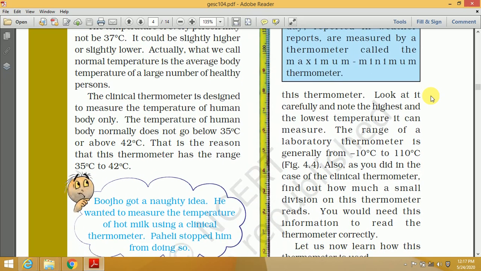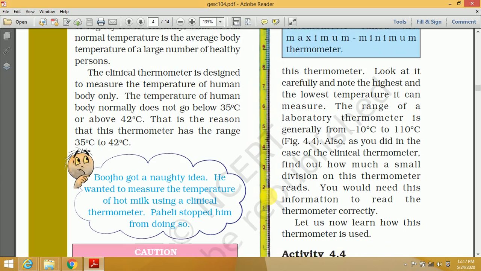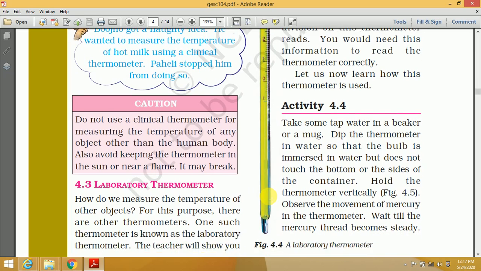Now let us read about this. You can see here the range of the laboratory thermometer is generally from minus 10 degrees centigrade to 110 degrees centigrade. In the case of the clinical thermometer, the size is very small and the divisions are also very small, but here the divisions are very large. There is much distance between the divisions of this thermometer. Now let us learn more about this thermometer.